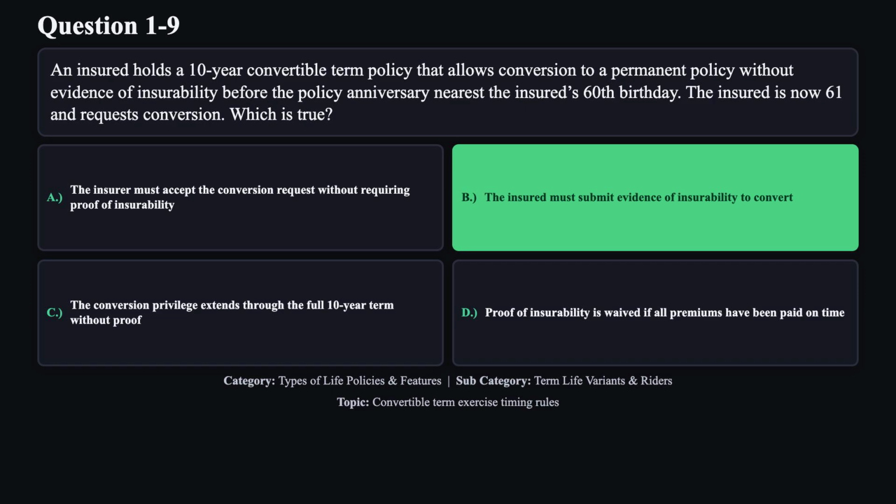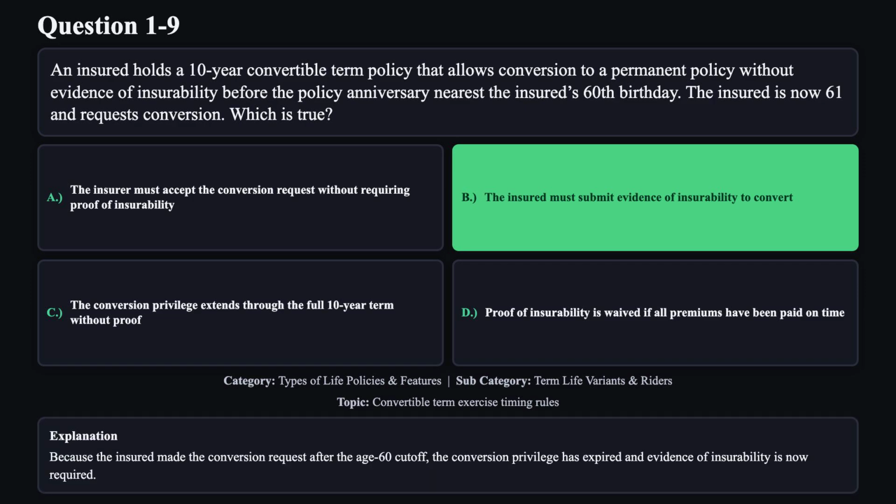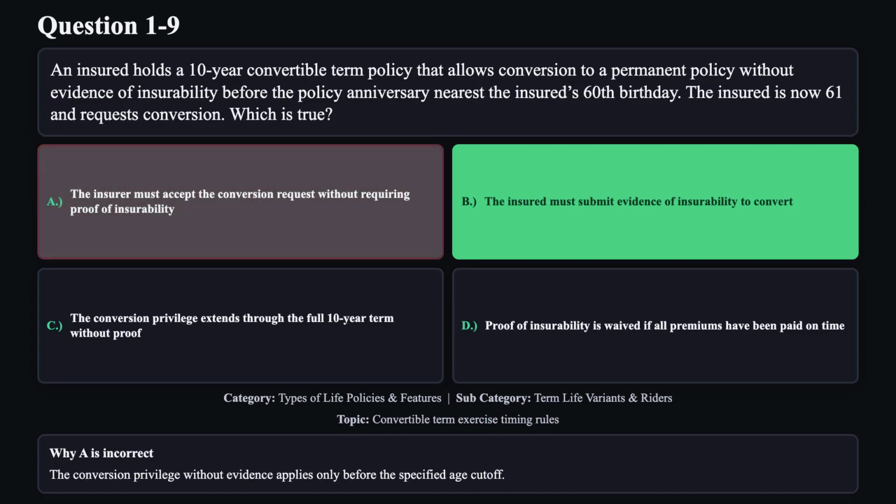The correct answer is B. Because the insured made the conversion request after the age 60 cutoff, the conversion privilege has expired, and evidence of insurability is now required. Reason A is not correct. The conversion privilege without evidence applies only before the specified age cutoff.